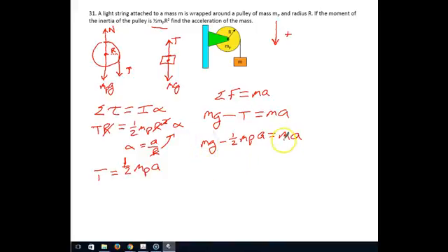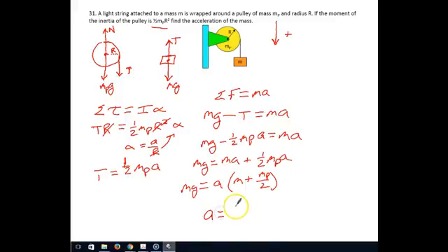Where we don't have any labels on the m, that is the mass of the box, and where we have the label mp, that is the mass of the pulley. At this point we'll say mg is equal to ma, and then we add this to the other side, plus 1/2 the mass of the pulley times the acceleration, and we factor out this a. Now we have mg is equal to a times m plus mp over 2, which is the same thing as 1/2 mp. Now let's solve for a. So a is equal to mg over m plus mp over 2. And we've done what they want.